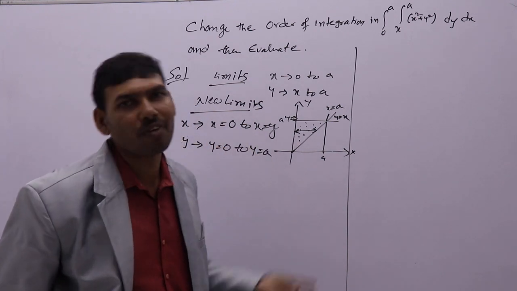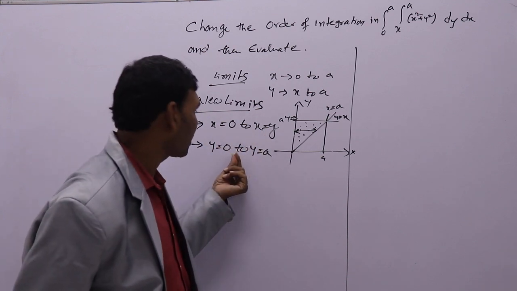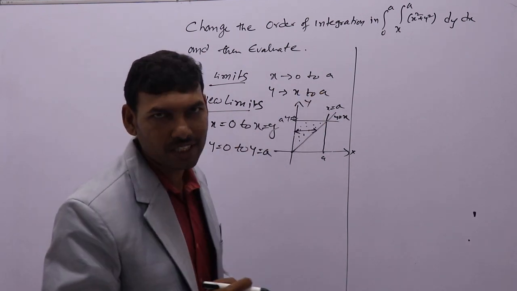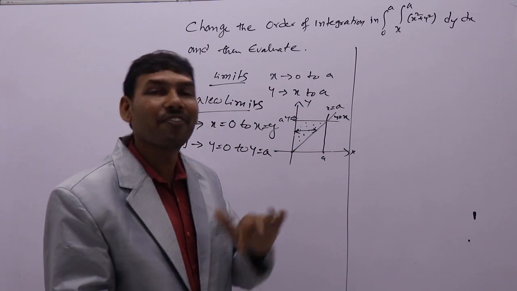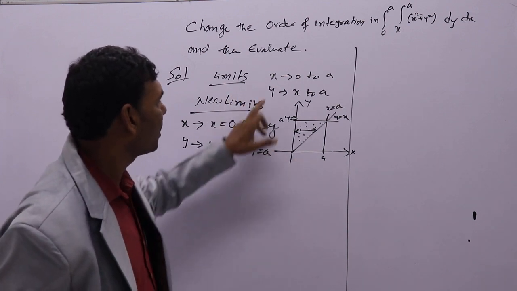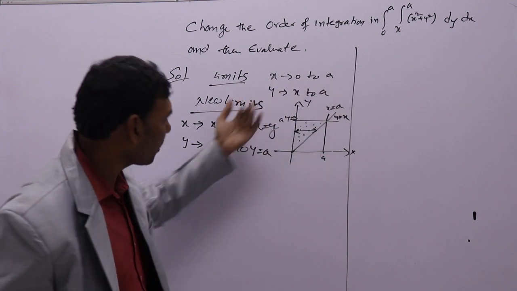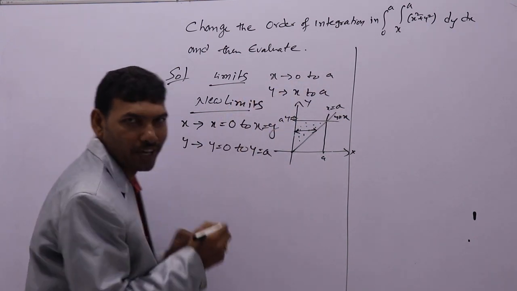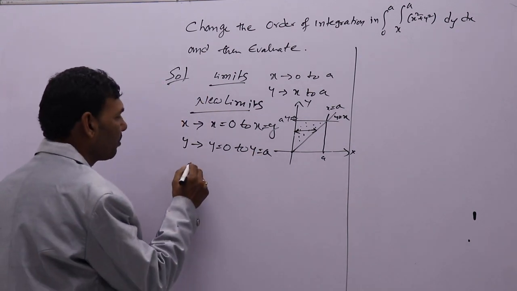X limits are in terms of y. That means first you need to integrate with respect to x, next with respect to y. But in the actual order of integration, y limits are in terms of x. If y limits are in terms of x, first integrate with respect to y. If x limits are in terms of y, first integrate with respect to x. We change the order. Here, first with respect to y we did, next with respect to x. But now the order is first with respect to x because x limits are variable, y limits are constant. Now, the region of integration will be like this.